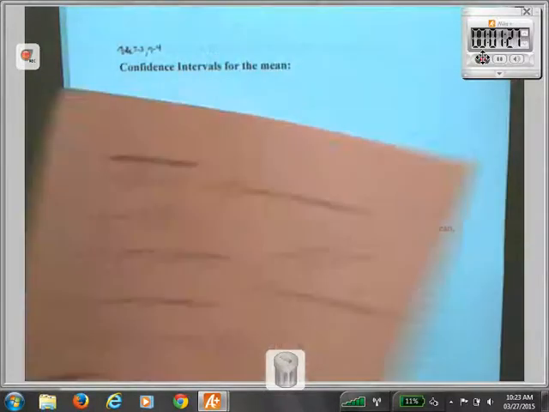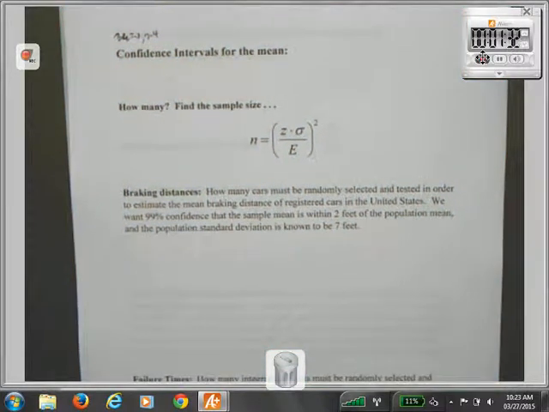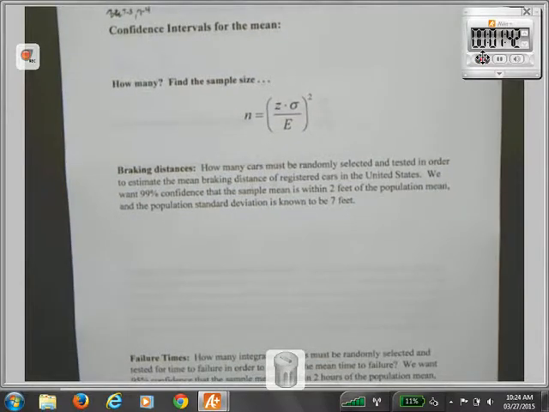All right. So, I'm going to start with a problem in which we are finding N. Okay, it's a how many question. Yes, we are going to find a sample size. So, there's the formula. And here's the problem. How many cars must be randomly selected and tested in order to estimate the mean braking distance of registered cars in the United States? Okay, we want a 99% confidence that the sample mean is within 2 feet of the population mean, and the population standard deviation is known to be 7 feet.